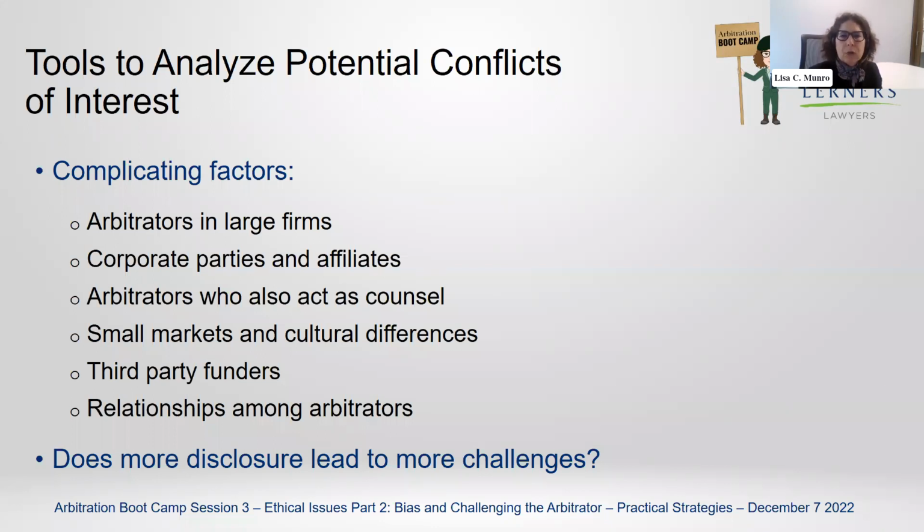Arbitrators in large firms, for example. The IBA guidelines identify arbitrators with their firms, and therefore the knowledge of the firm is the knowledge of the arbitrator, which can seem artificial, particularly for arbitrators in large firms, multi-office firms, perhaps international firms, where the knowledge of a partner in Paris is attributed to the knowledge of a person in Toronto. The IBA guidelines don't differentiate between that situation and a firm in which all of the partners practice regularly together in the same office. Corporate parties and affiliates. That's another challenge. How far in a large conglomerate does the due diligence have to go in order to determine there's a potential issue? The guidelines don't assist with that.